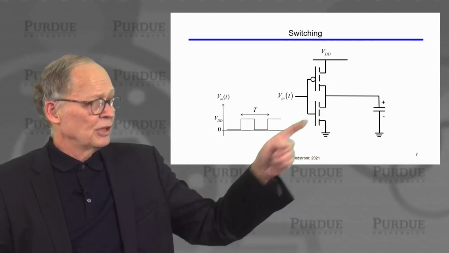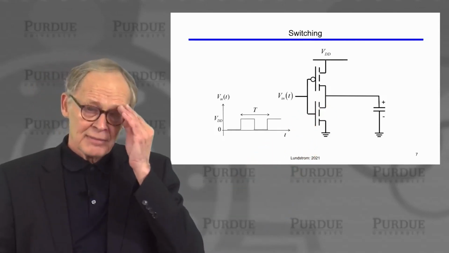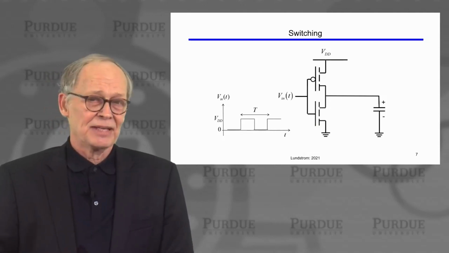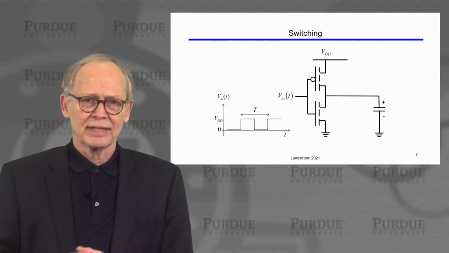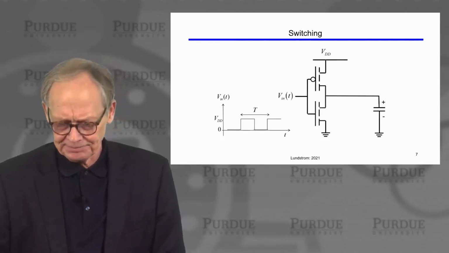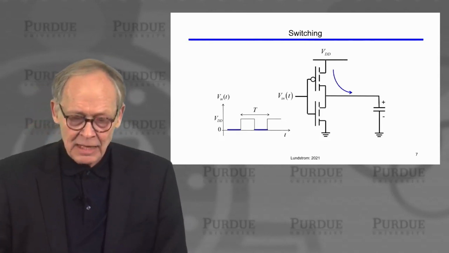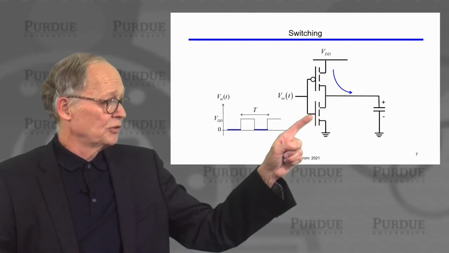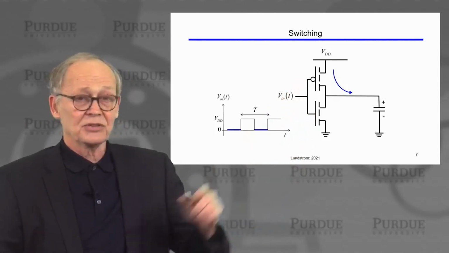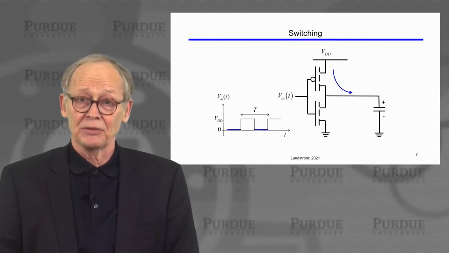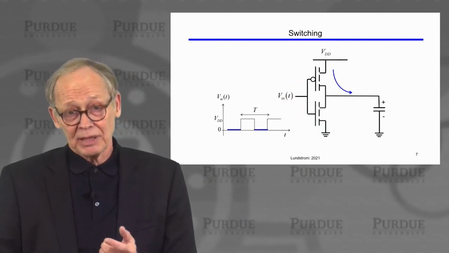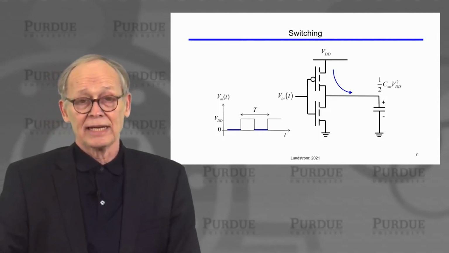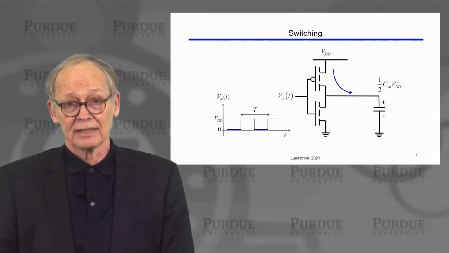So let's say that the output node is connected to a capacitor. That might be the gates of the next stage. It might be the parasitic capacitances associated with the wires and other things. Well, if we have a low voltage on the input, the NMOS device is turned off, the PMOS device is turned on, connected to the power supply, current flows from the power supply and charges this capacitor up, and we store an energy of 1/2 C VDD squared in the capacitor.